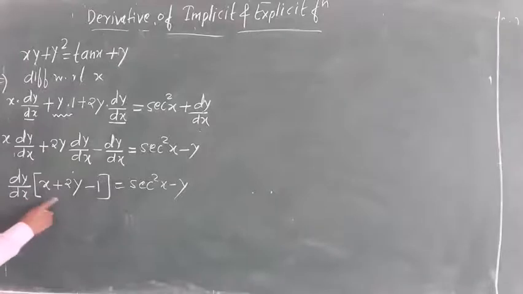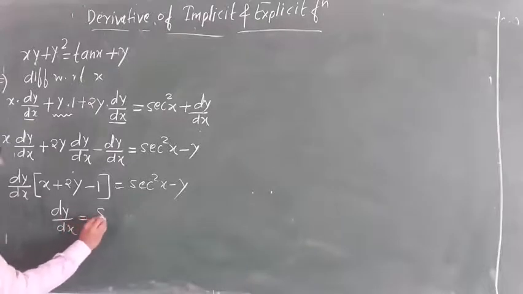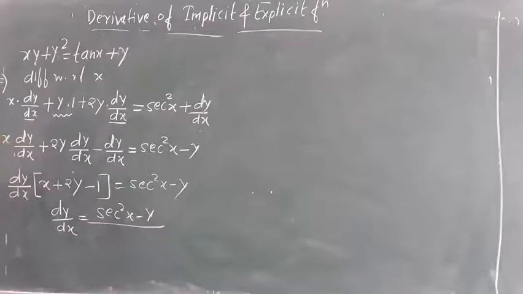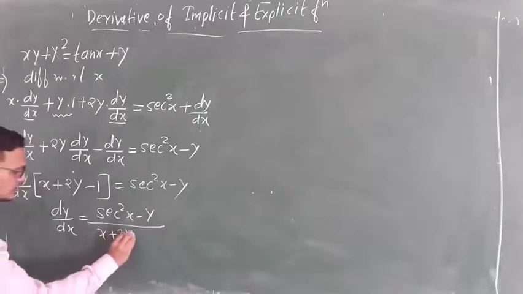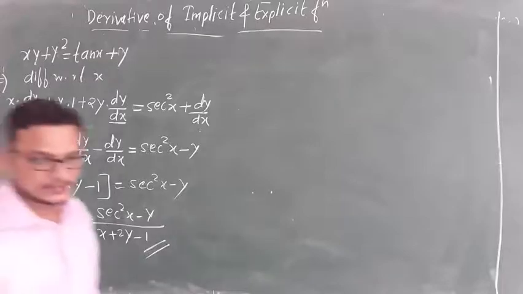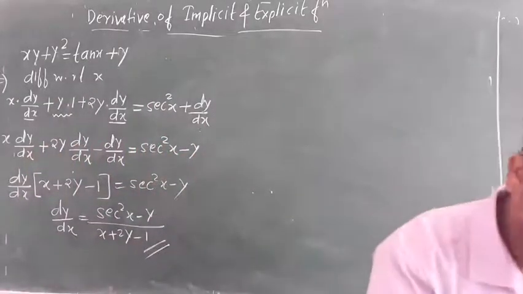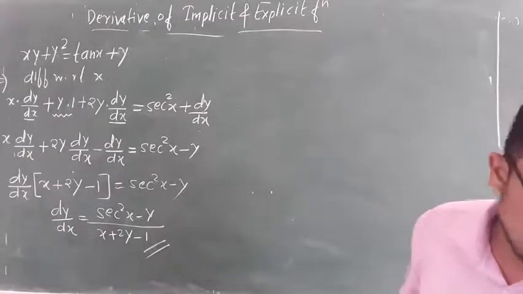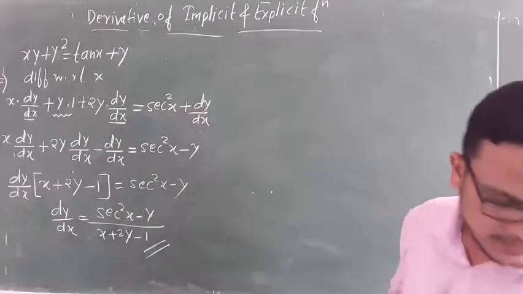Okay, now here the term is multiplying, transfer to this side, it will divide. So dy by dx is equals to sec square x minus y divided by x plus 2y minus 1. This is the answer. Okay, I will solve some more examples based on this. Okay, it is next.